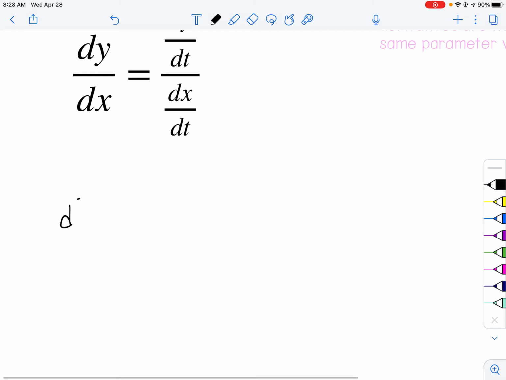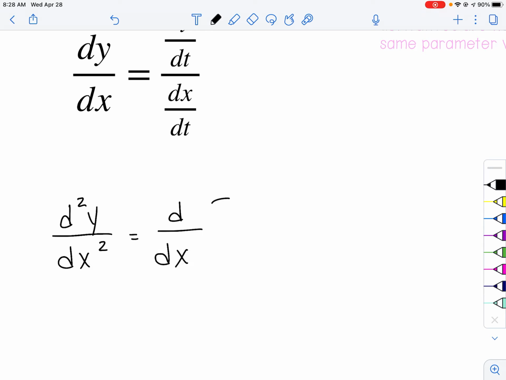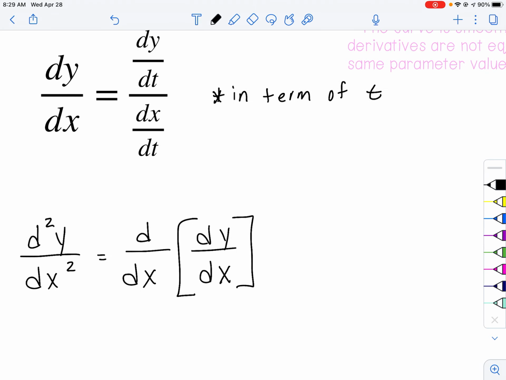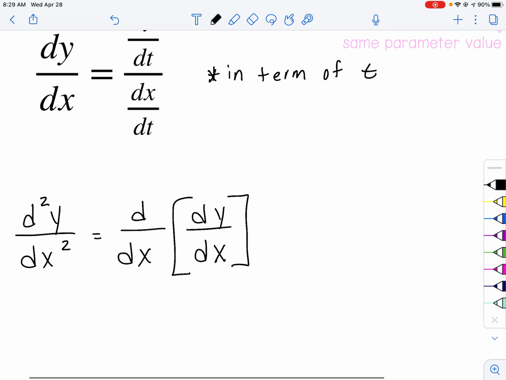So finding the second derivative, d squared y over dx squared, that's just the derivative in terms of x of the first derivative. Now, we have to remember that dy/dx here is going to be in terms of t, the parameter, because our x and y equations are in terms of the parameter, and we took the derivatives with respect to t. So we need to be careful about this.